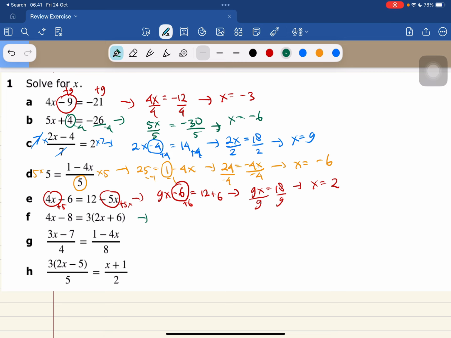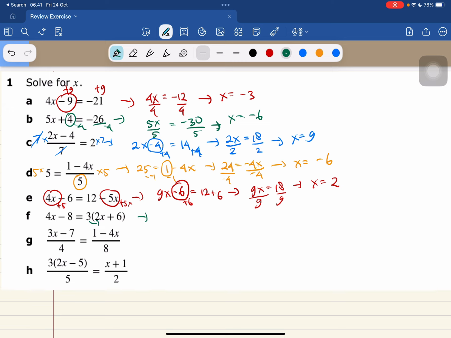Next, okay, let's expand it first. So 4x minus 8 equals 6x plus 3 times 6, which is 18. Okay, the smaller is 4x, so let us subtract 4x from both sides. It's going to be minus 8 equal to 2x plus 18. From here we've got 18, so we can subtract 18 and do the same thing to the left side. So we can write it as 2x equal to minus 8 minus 18.